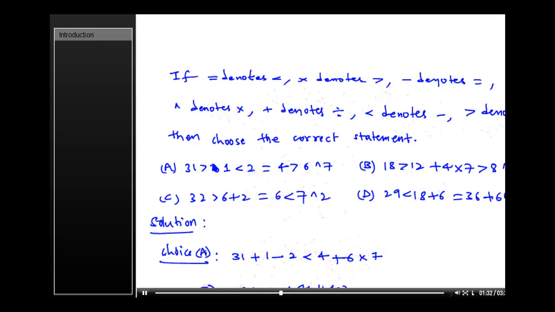Now checking choice B. On changing the symbols given in the expression of choice B, we get this expression. This equals 18 plus 12 divided by 4 gives you 3 greater than 7 plus 8 into 2 is 16. This implies 18 plus 3, that is 21, greater than 16 plus 7, 23. This statement is false. Now checking choice C.